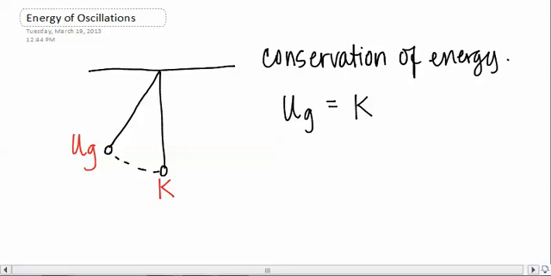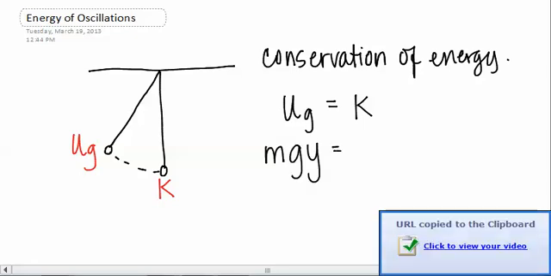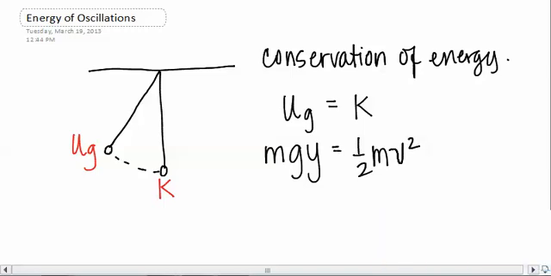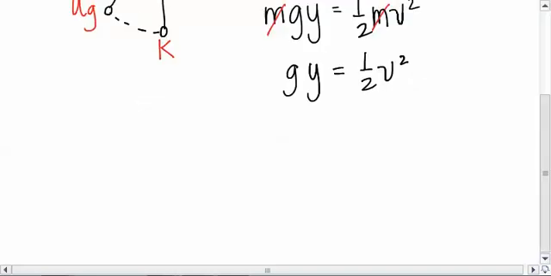What was the equation for gravitational potential energy? It is mgy, and kinetic energy, 1/2 mv squared. Okay, so what doesn't matter? Mass doesn't matter. Okay, bam, we'll just get rid of mass. So, gy should equal 1/2 v squared if this is true. So let's do an experiment where we can test this.